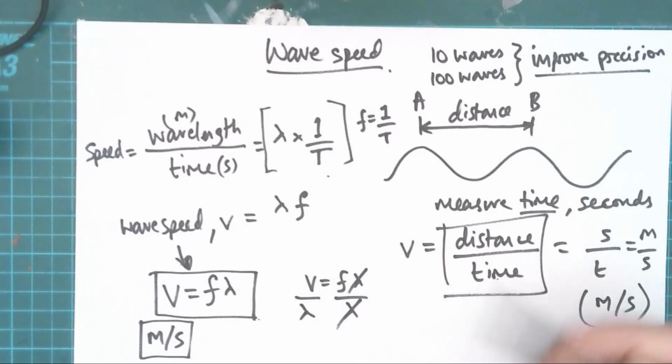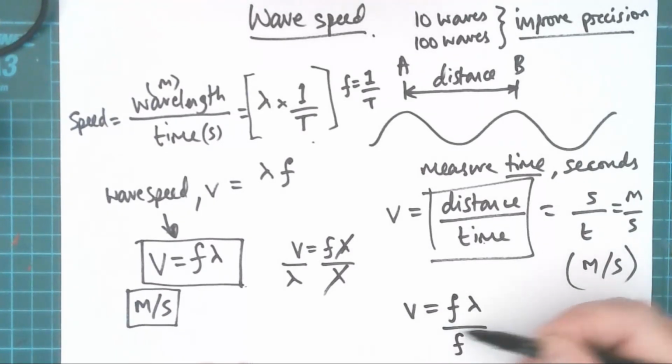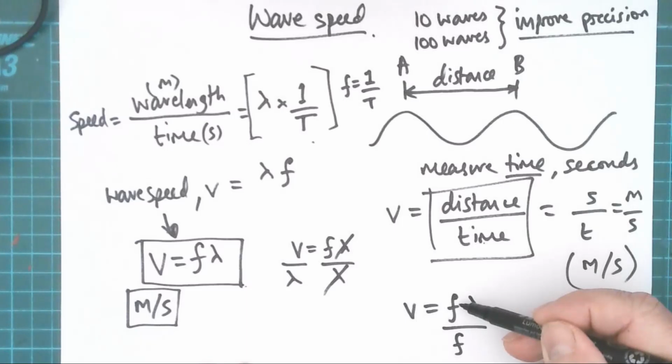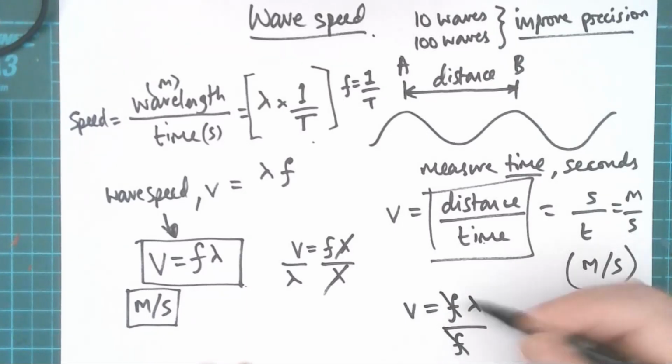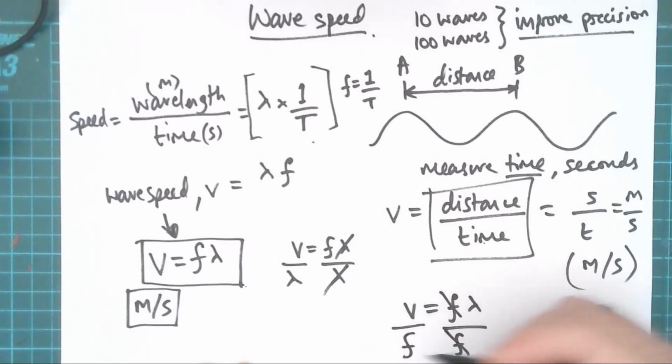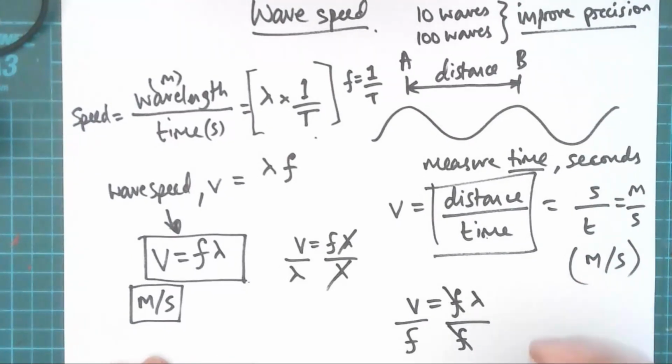Similarly, okay, if I want lambda on its own, I need to get rid of F. All right, so I need to divide F away from it, because divide is the opposite function to multiply. All right, because then I can cancel those out. But if I do that on the right hand side, I have to do the same on the left hand side. So lambda is V divided by frequency. Okay, make sure you get that the right way around. There are three versions. You could just, if you really want, just remember them.